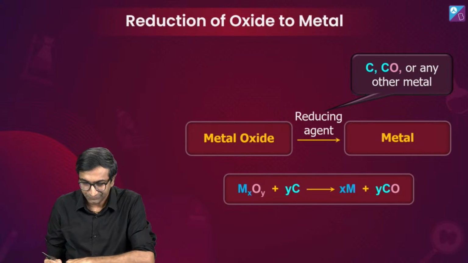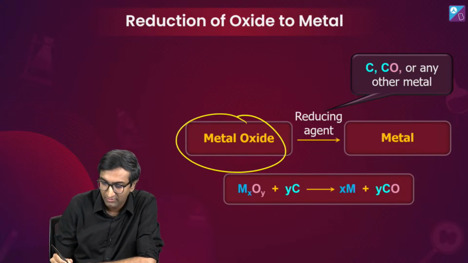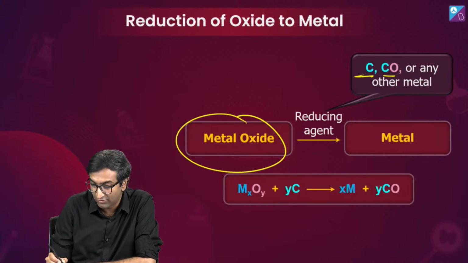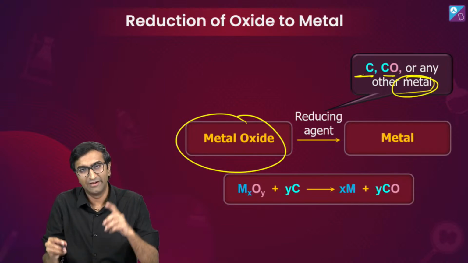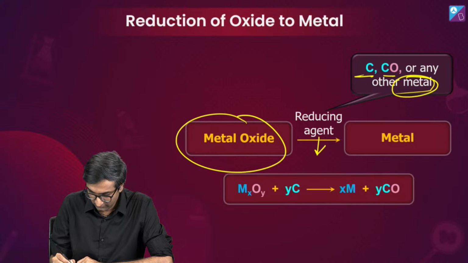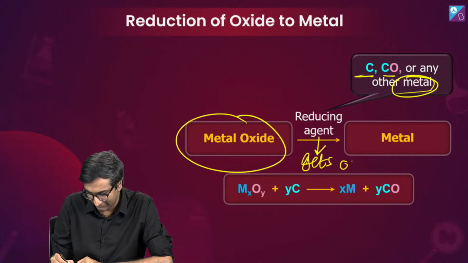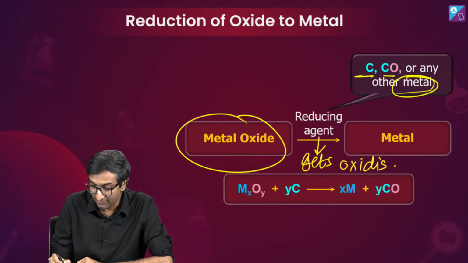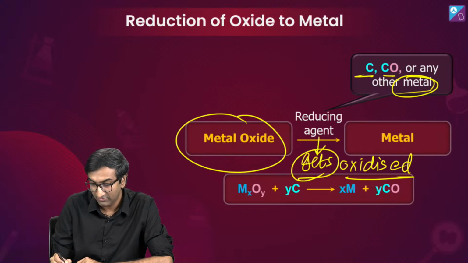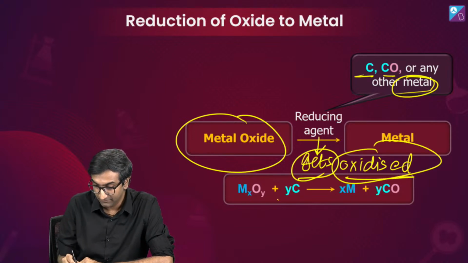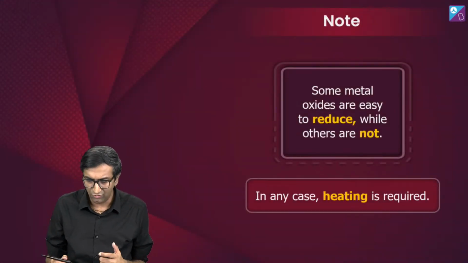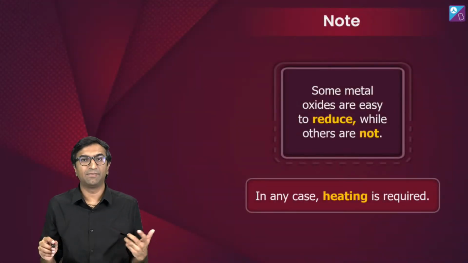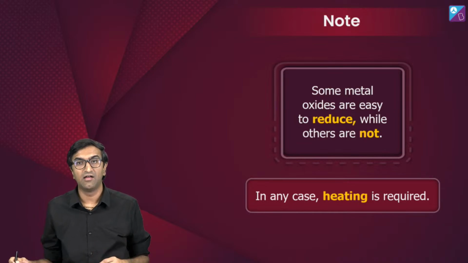Okay, this idea. So I have a metal oxide and I put carbon or carbon monoxide or some other metal, then I can reduce it. A reducing agent gets oxidized. You remember this from redox reactions? Yeah? So, anyway, this is the generic reaction. But how do you do this? How will we know which will work and which will not?